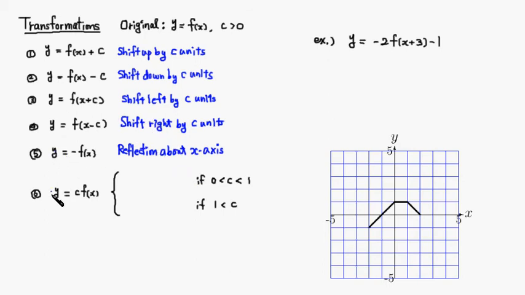The last one: what if you multiply a function by a constant c? This one's a little tricky. It depends on the value of c. We're going to look at a small value, for example between 0 and 1, and then c bigger than 1. Let's look at the small value c first. If you multiply a function by a positive constant less than 1, it's going to be a vertical compression.